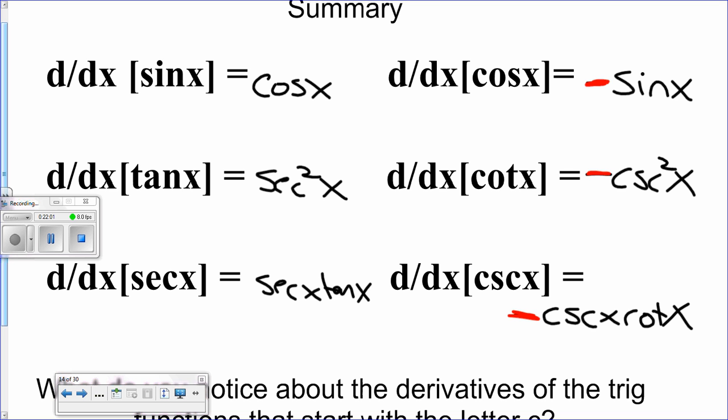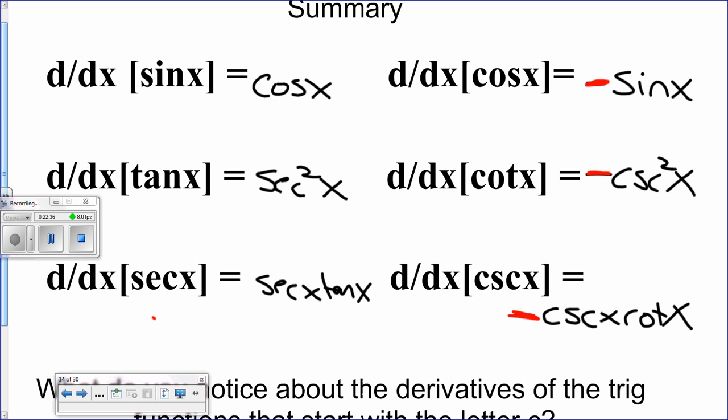So for tan, the derivative is secant squared x. For the derivative of cotan x, it's negative cosecant squared x. Look at over here. The derivative of secant x is secant x tan x. Derivative of cosecant x is negative cosecant x cotan x. Everyone knows those two, and I'll show you something even quicker to memorize those. But if you can memorize these two, those two will come automatically. It's the same for the co-trig functions as it is for the regular trig.